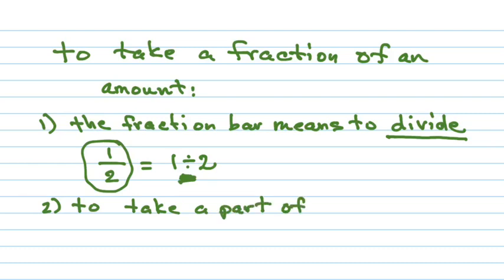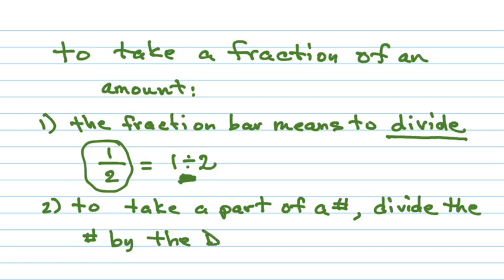Okay? Now, when you're taking part of a number, to take a part of a number, simply divide the number by the denominator. Which part is the denominator? The bottom. Good job. Okay?